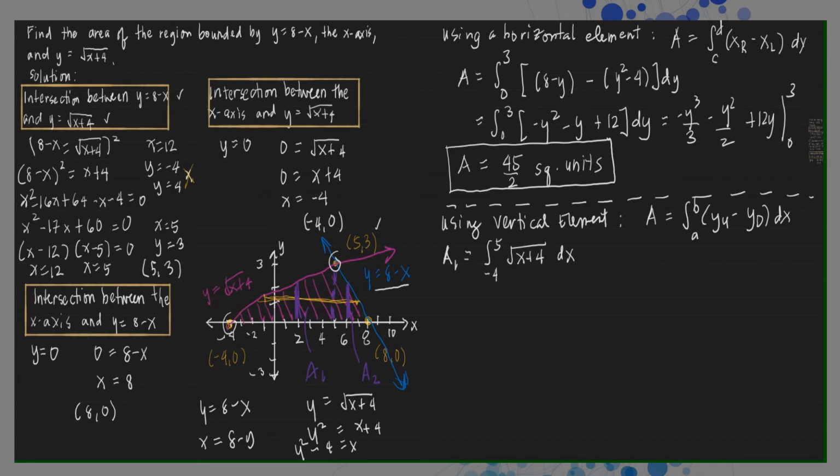If we integrate this, we need to use the substitution rule, and doing that will give us this solution: x plus 4 raised to 3 halves over 3 halves, or simply 2/3 when we take the reciprocal, evaluated from negative 4 to 5. So when we solve this, we will find that A1 is 18 square units.